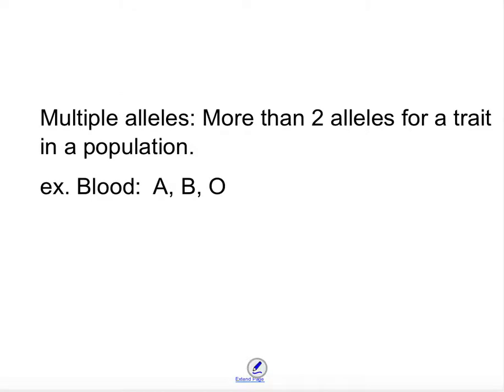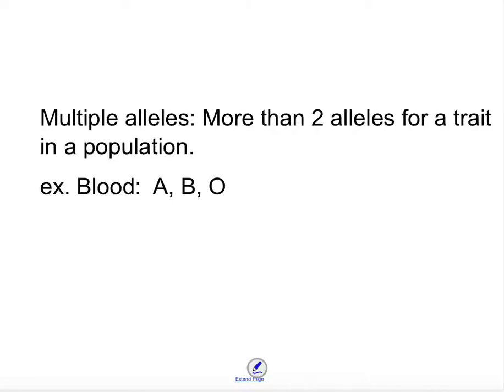We're talking about codominance, incomplete dominance, and multiple alleles, the basics. So the first thing we're going to talk about is what exactly is multiple alleles. Well, multiple alleles simply means that there are more than two alleles for a trait in a population. The key is population.